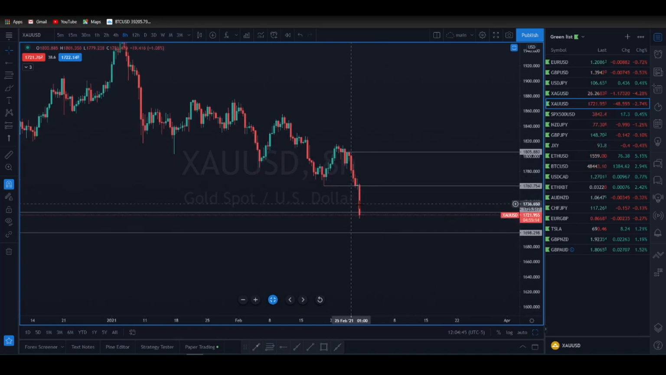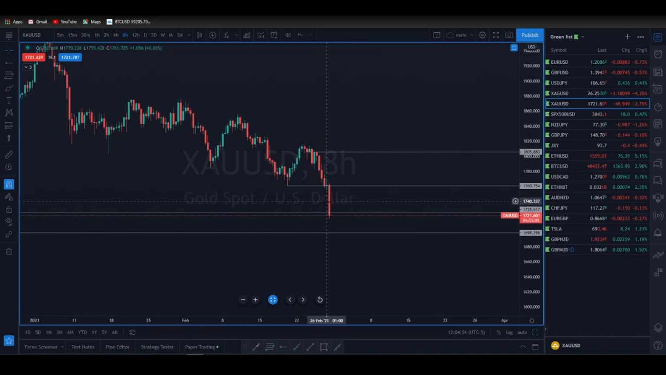So basically what we're going to look for is we're going to let gold find a bottom, as we do not try to pick bottoms. Apologies for the froggy voice. We do not pick bottoms. We wait for bottoms to form. Then we wait for a higher high. And then we look to buy lower high support.